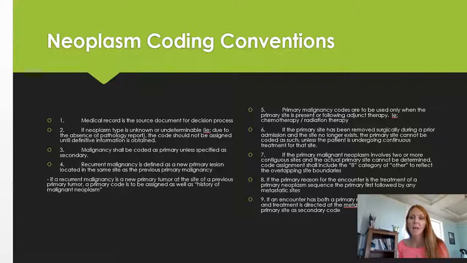And then, primary malignancy codes are to be used only when the primary site is present or followed by chemotherapy or radiation. So say the patient had breast cancer, they removed the breast, but they're still undergoing chemo. You would still code that as primary because we're currently treating it. If the primary site has been removed and no longer exists, you can code it unless we're again giving treatment for it. For contiguous sites, if it's two or more places and they're overlapping, then you code as contiguous. If the primary reason for the encounter is treatment of the neoplasm, you put the primary first, and if it's metastatic, you would put that second. If an encounter has both primary malignancy and mets, if the mets are the ones getting the treatment, then that's the primary code, and the primary cancer is the secondary code.